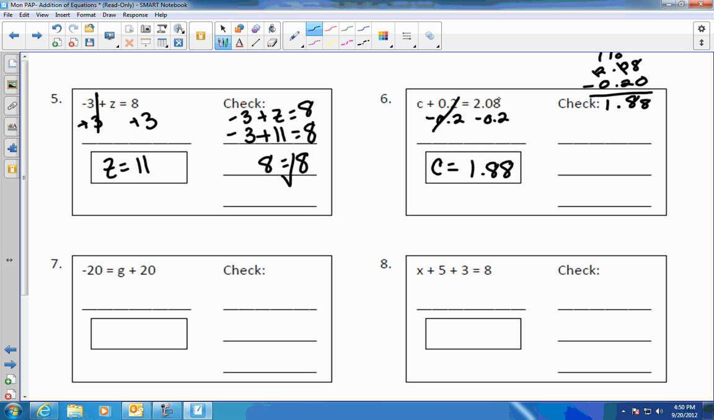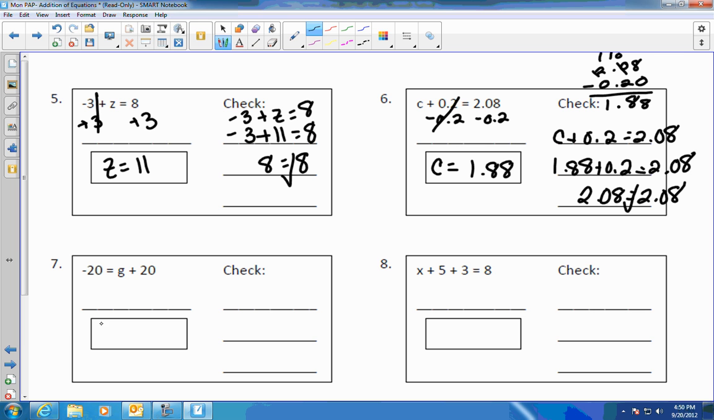Watch your integers. This was a bigger number than this one. So we had more positives to start with, so our answer was still positive. So C plus 0.2 equals 2.08. 1.88 plus 0.2. Does 1.88 plus 0.2 equal 2.08? Sure does. So our answer is correct.